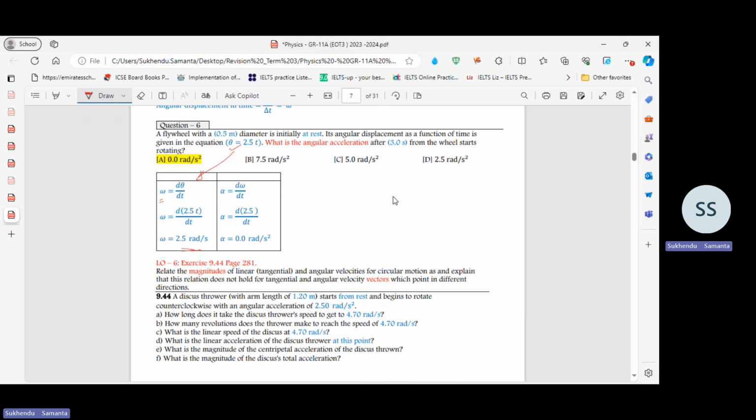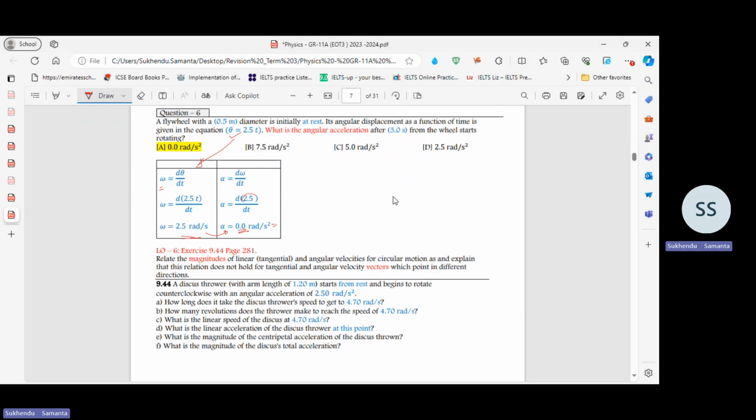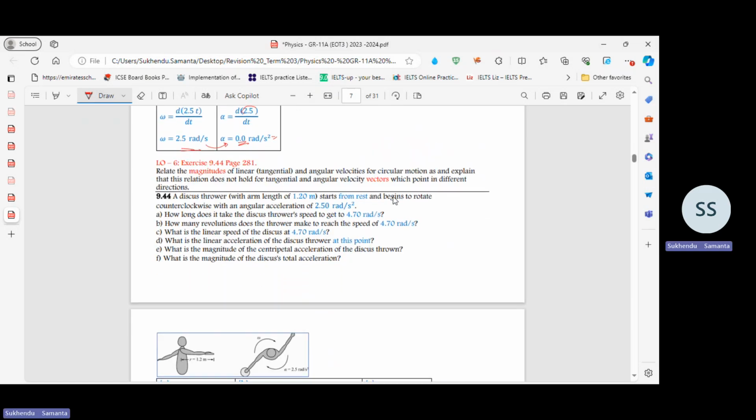And from this one, if you are supposed to calculate alpha, what you have to do is take one more time derivative of omega, then you will get alpha. Because this is a number, its alpha is equal to 0. That means omega is constant. So when omega is constant, angular acceleration is equal to 0. Next.